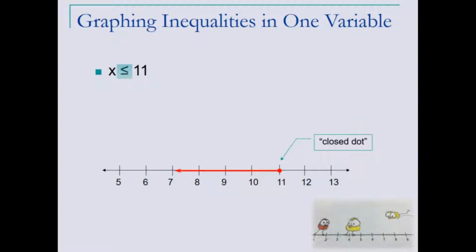In place of a closed dot, we could also have drawn a bracket, and in place of an open dot when we are not including the endpoint, we could have used a parenthesis.